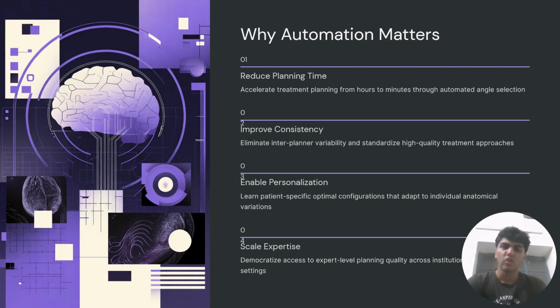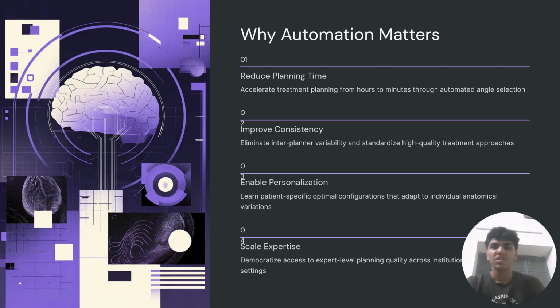You can also see that automation improves consistency. Different physicists can produce different plans for the same patient. By using a trained model, we enforce consistently high quality planning across centers and across planners. Another major benefit of this is personalization. Instead of relying on standard beam templates or manual trial and error, the model learns those anatomy relationships from data and tailors beam selection to each patient's unique anatomy.